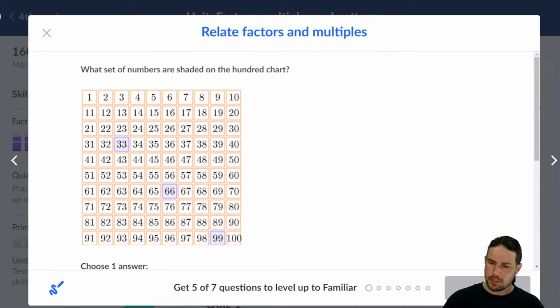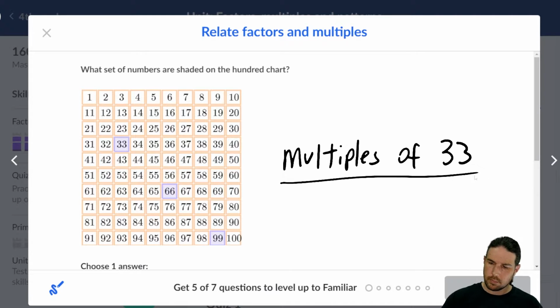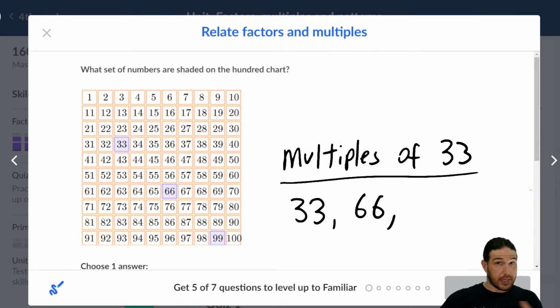So what are multiples of 33? Well, multiples is when you start either counting by, in this case, 33s, or when you start multiplying, right? A multiple is going to be usually bigger than the original number. So 33 is a multiple of 33. Then 66, because that's 33 times 2. Then 99, and that's looking familiar. That's looking like it's up there.